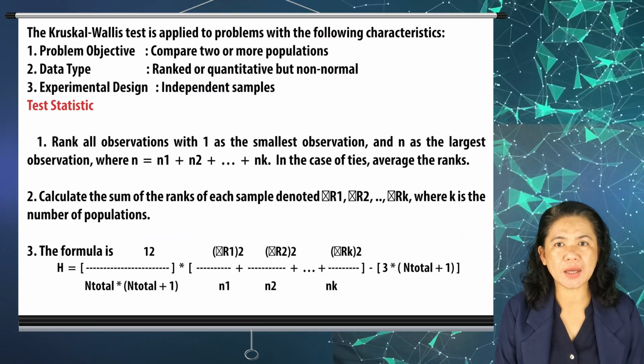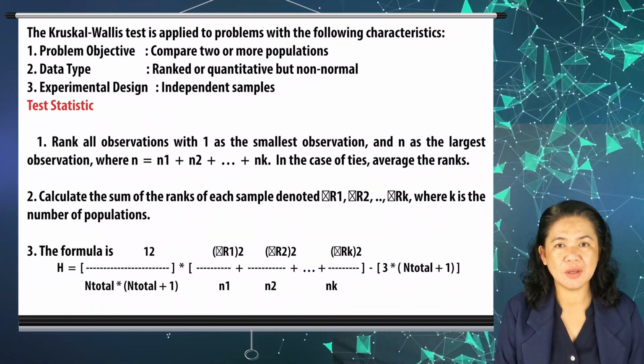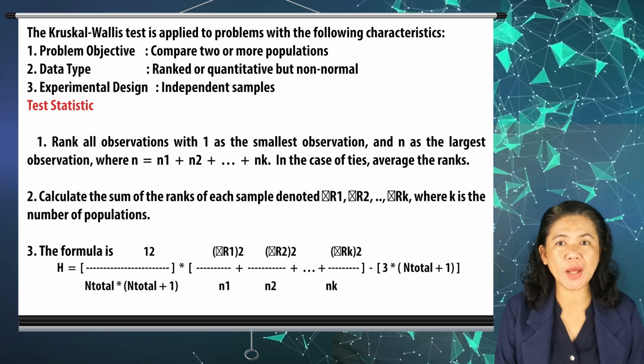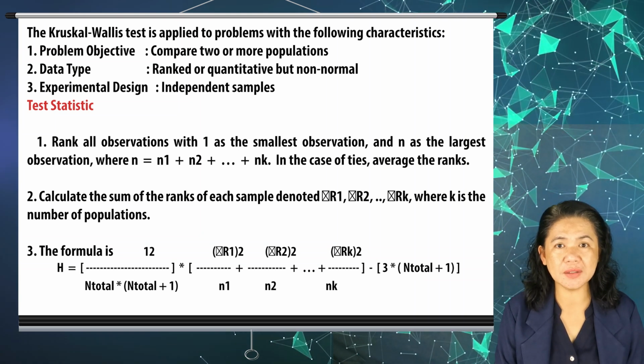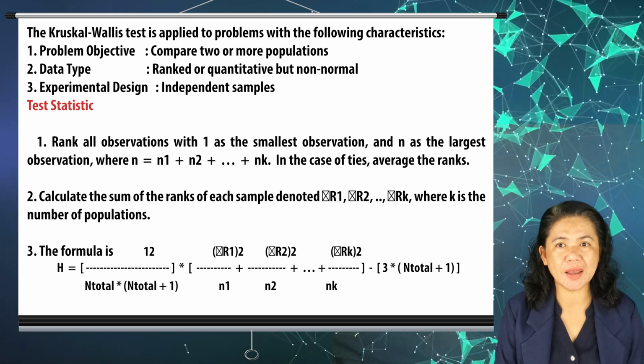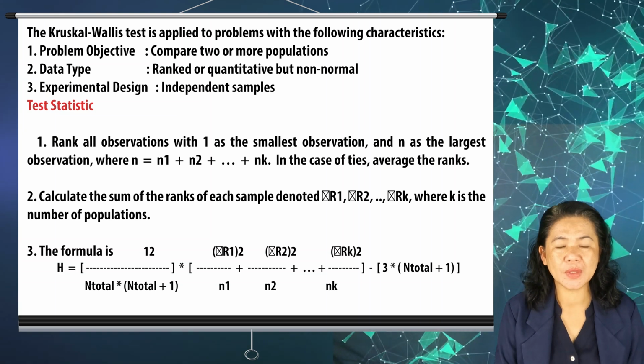1. Problem objective: compare 2 or more populations. 2. Data type: ranked or quantitative but non-normal. 3. Experimental design: independent samples.